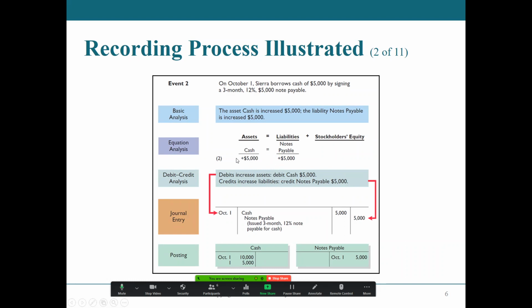So then I'm ready to say, okay, cash is an asset, and assets increase with a debit, so I'm going to debit cash 5,000. Notes payable is a liability, and liabilities increase with a credit, so I'll credit notes payable by 5,000. Then I'm ready to make my journal entry, which shows a debit to cash, a credit to notes payable, and a little note on what's happening, and then I post it to the ledger. You can see now I have two postings in the cash account: the first transaction of 10,000, and now an additional 5,000.